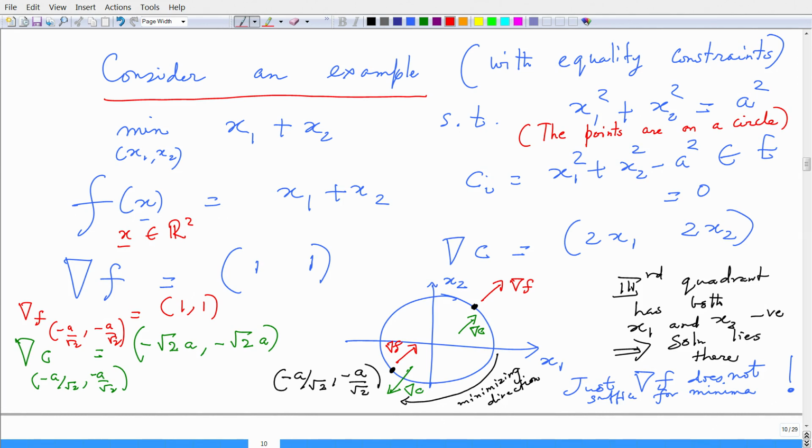Now, to get a feel for this problem, if we were to think about the geometry of the problem, I have the circle here. The equation of the circle is x1 square plus x2 square equals a square. It is a circle centered at the origin. So, I will just indicate the center here, and it is of radius A, centered at the origin and of radius A.